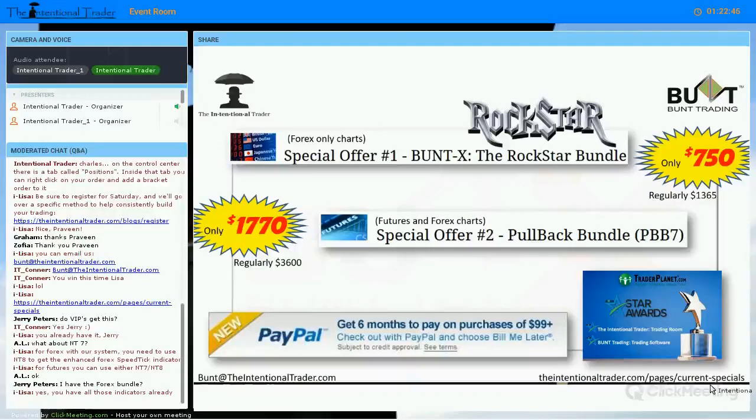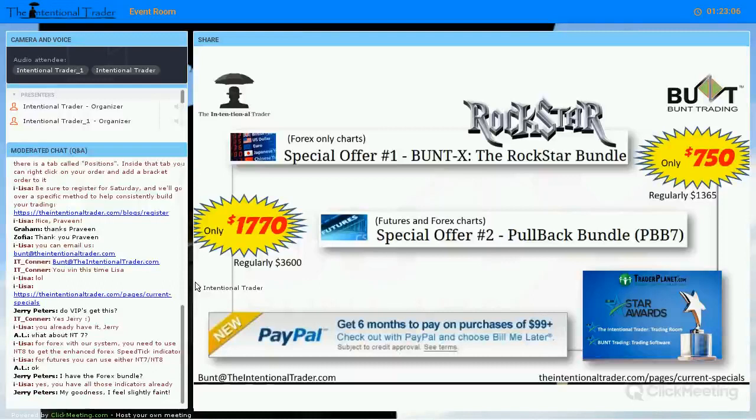So yeah, if you already own our indicators for NinjaTrader 8, then you already have the futures and Forex indicators. The Forex indicators, the futures indicators, the ones that we've been distributing, work on all NinjaTrader charts. The Bunt X indicators only work on Forex charts.